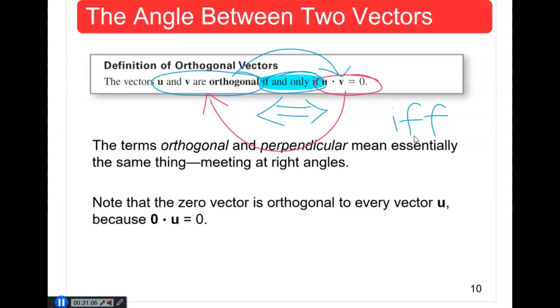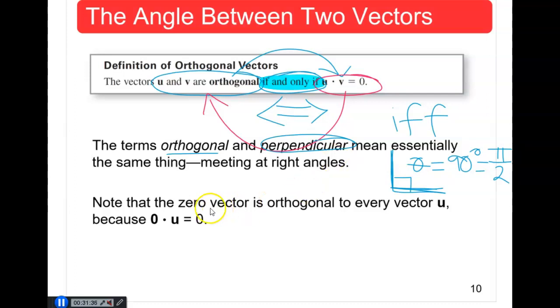The terms orthogonal and perpendicular mean essentially the same thing, meeting at right angles, just like we saw. The angle in between them is equal to 90 degrees or pi over 2, and that is what we call a right angle. And so vectors that intersect like that are also called perpendicular, but also orthogonal.